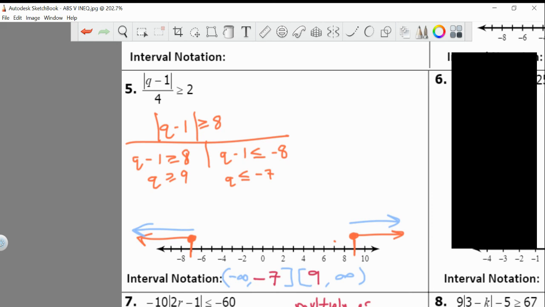So anyways, that's one way you can think of it. That's one way you can maybe get a little faster. But all that being said, that is solving absolute value inequalities. Nice job.